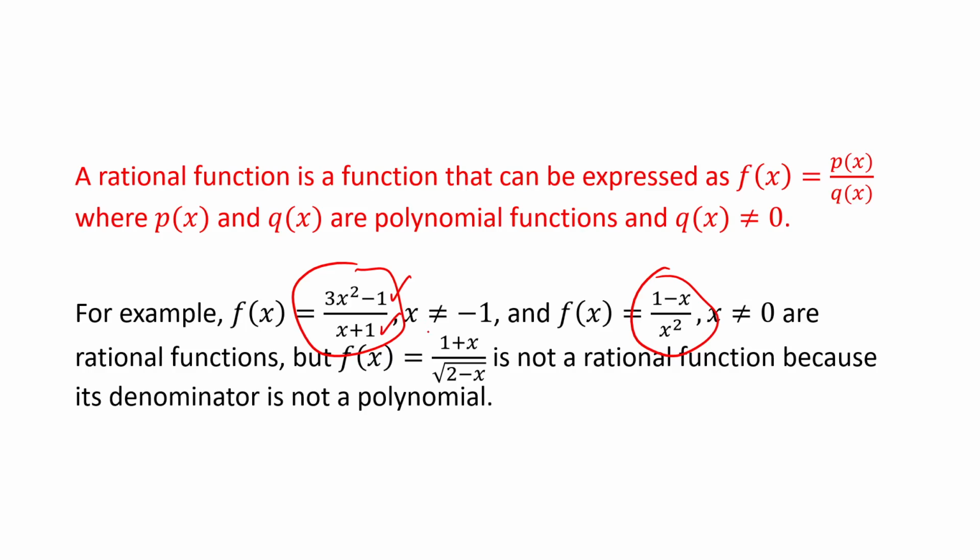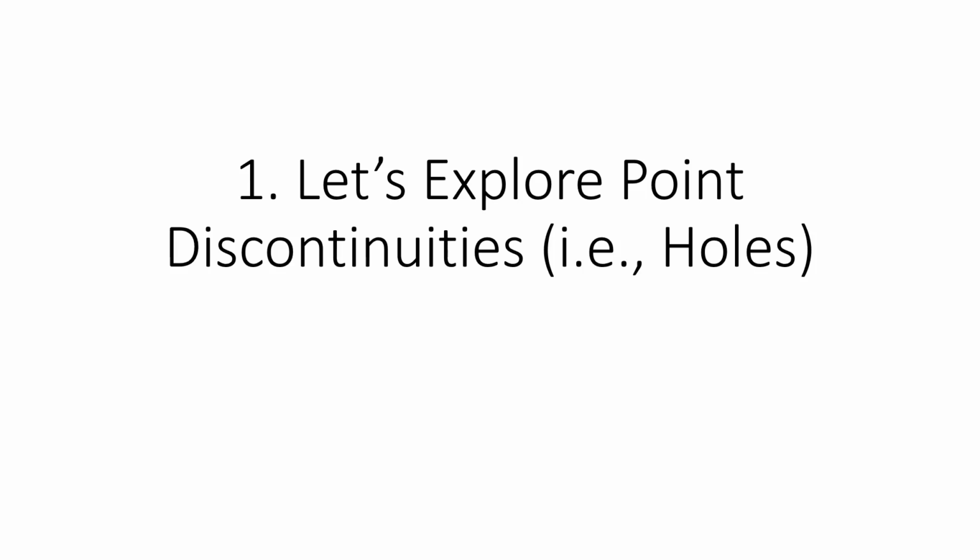But f of x equals 1 plus x over the square root of 2 minus x is not a rational function because the square root of 2 minus x is not considered a polynomial function. Now we're going to talk about point discontinuities, which are more often referred to as holes.